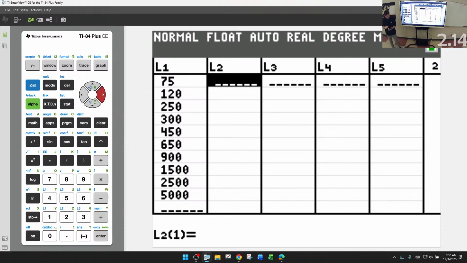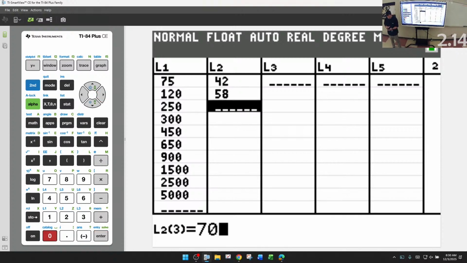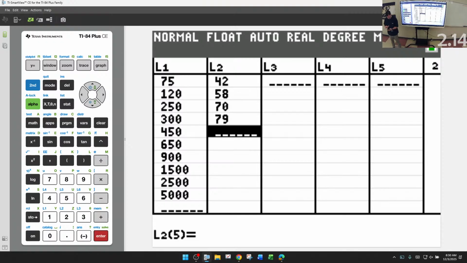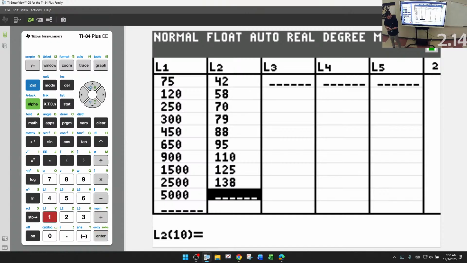Cheat, use your resources, however you say it. 42, 58, 70, 79, 88, 95, 110, 125, 138, 175. Yay. Happy, happy, joy, joy. Got to get that data in there somehow in order to find the equation line.